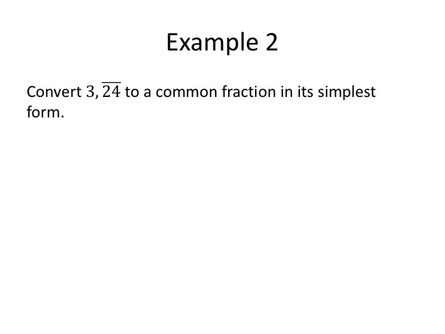We've got 3,24 recurring, so that is 3,242424. It's going to go on and on and on. We start with let 3,24 recurring be equal to x. Notice the 2 and the 4 are both recurring, that goes on and on and on.